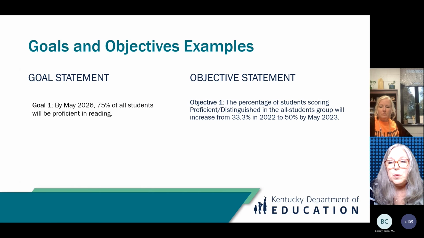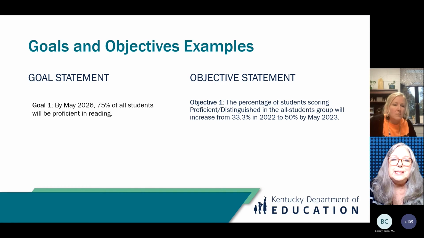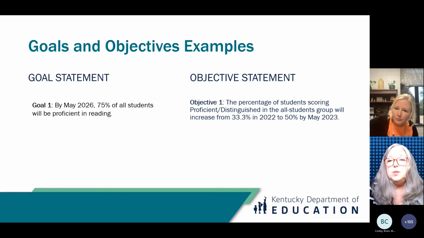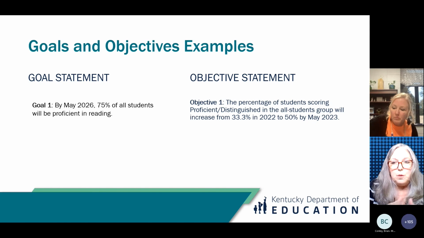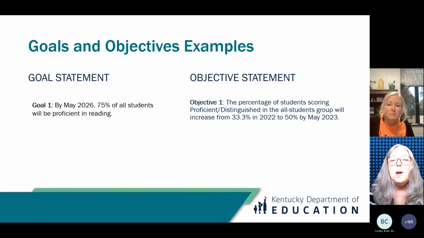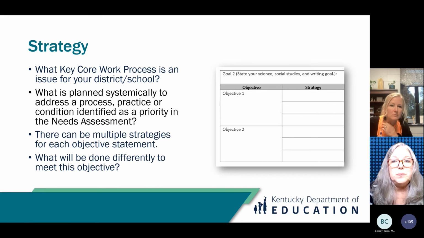So here's an example of what that might look like. So your goal statement would read, by May of 2026, 75% of all students will be proficient in reading. So your objective under that goal would read, the percentage of students scoring proficient distinguished in the all students group will increase from 33.3% in 2022 to 50% by May 2023. So notice how that goal is not, I'm not going to get there from 33 to 75 in 1 year. How am I going to stretch that out so that it does stretch us as a school, but it is attainable. We can make that mark, and then the following year we can work from that 50 and moving forward. So your strategy is your next piece. How are you going to meet that objective?